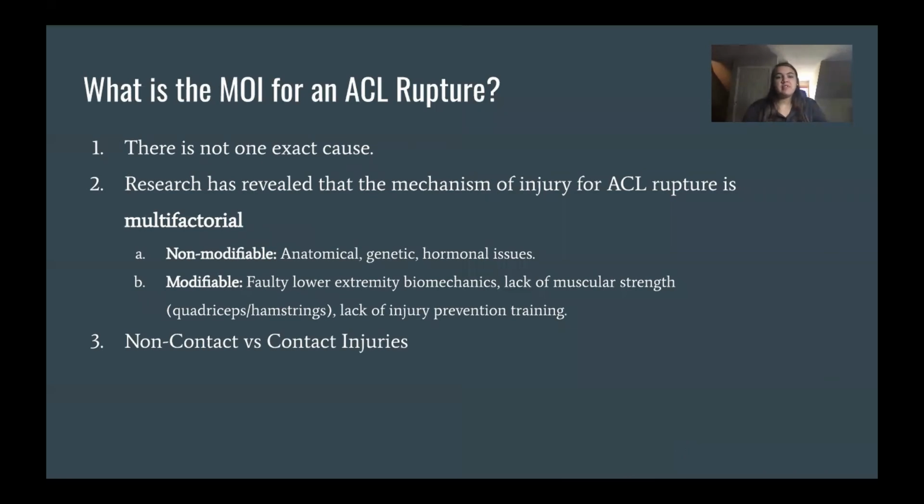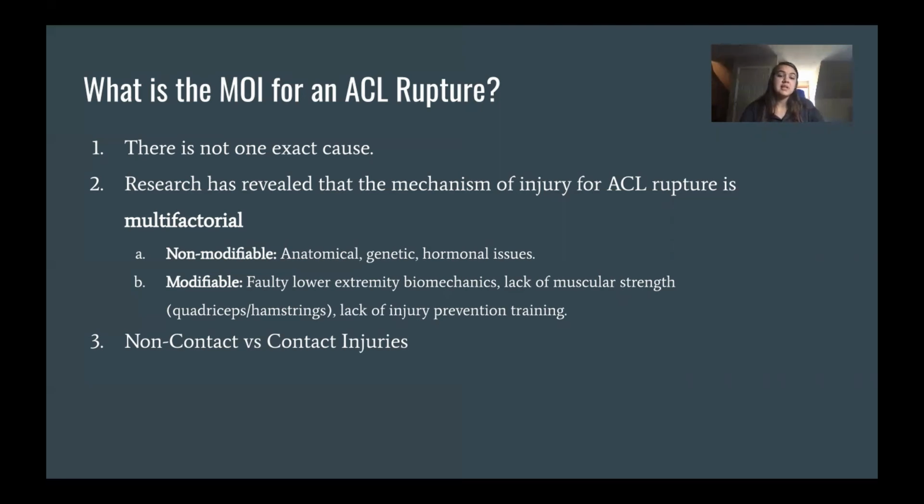So what is the mechanism of injury for an ACL rupture? Basically there's no one exact cause. Research has revealed that the mechanism of injury is multifactorial, which basically just means that it's a combination of several things. So we have non-modifiable factors, which are things that just cannot be changed by anybody or yourself, whether that be anatomical, genetic, or hormonal issues. Then we have modifiable factors, which are things that can be changed either through physical therapy, strength and conditioning, injury prevention programs, things like that.